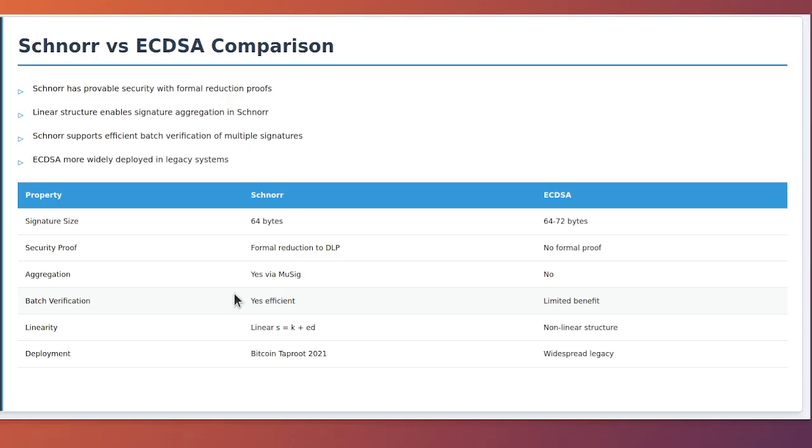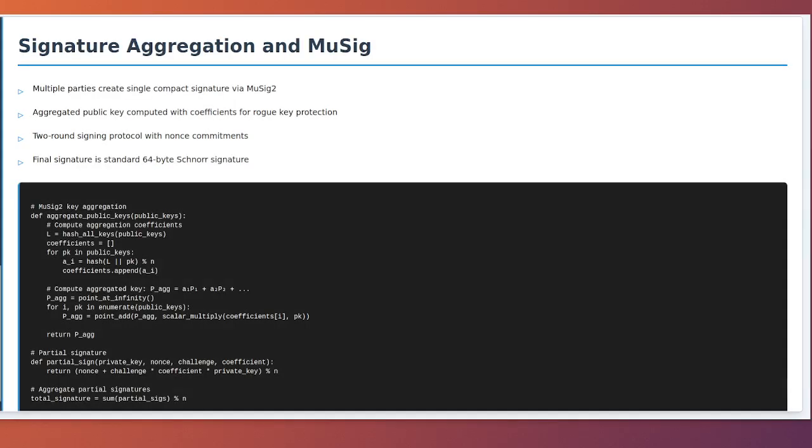ECDSA, despite being widely used, lacks such a formal security proof. While ECDSA is believed to be secure and no practical attacks are known, the absence of a provable security reduction is a theoretical weakness. For applications requiring the highest assurance, provable security is an important consideration.